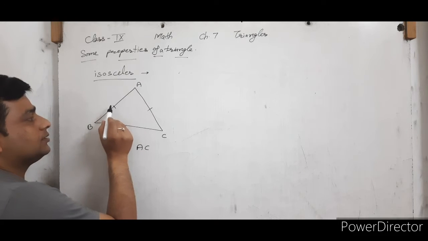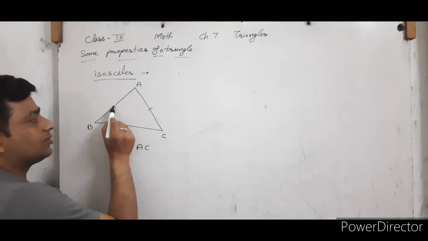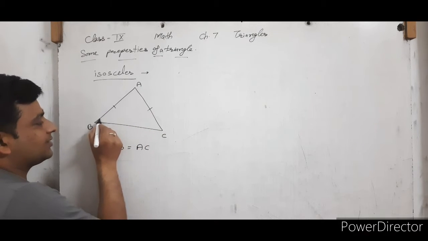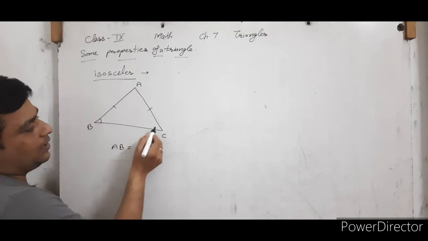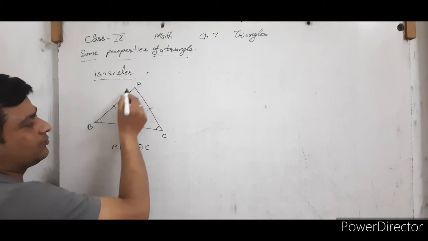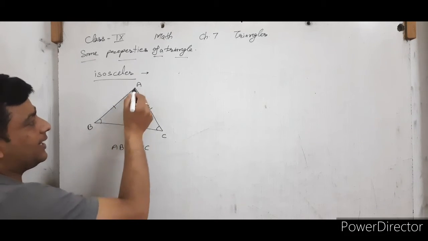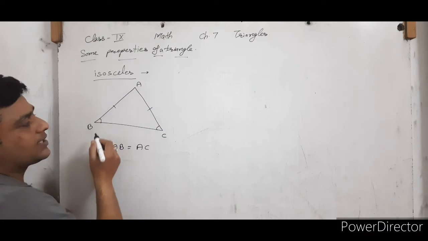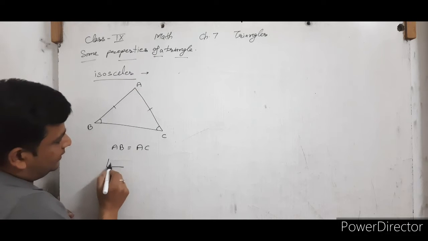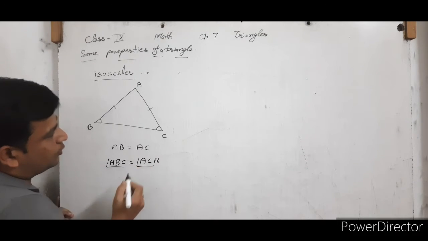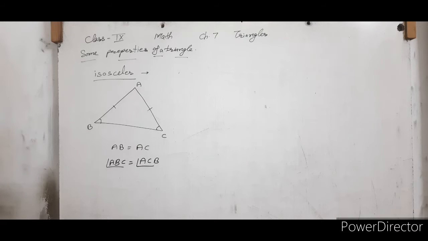The sides which are equal, the angles opposite to the equal sides are also equal. AB is equal to AC, that means angle ABC is also equal to angle ACB. Angle ABC is equal to angle ACB. That is the property of an isosceles triangle.